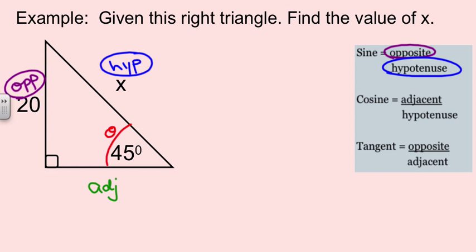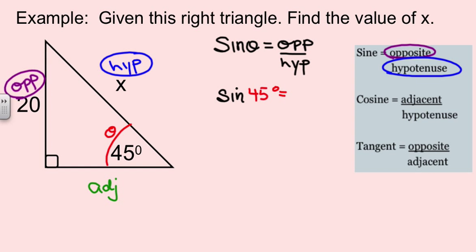So we're going to work with the sine function equation. So I'm going to write up the equation. The sine of theta equals opposite over the hypotenuse. Now we substitute in what we know. The sine of theta, and theta is 45 degrees, equals opposite, which has a length of 20 units, over the hypotenuse, which is unknown. That's our x. And we're going to solve this equation for x.